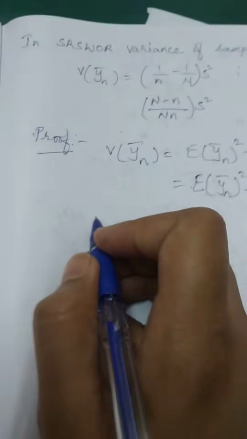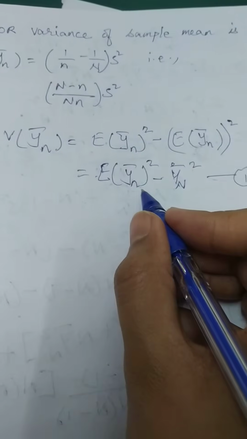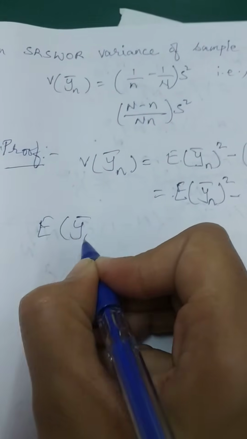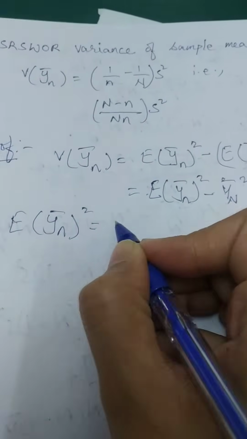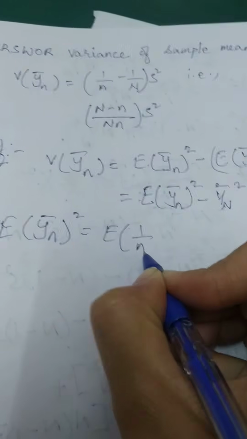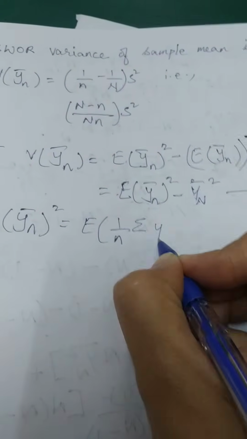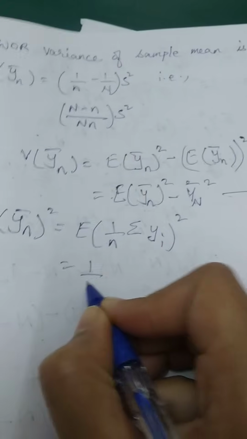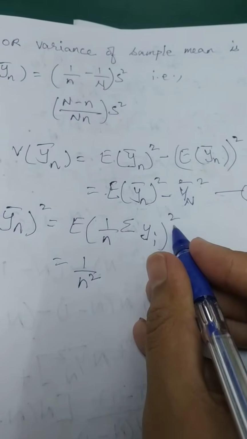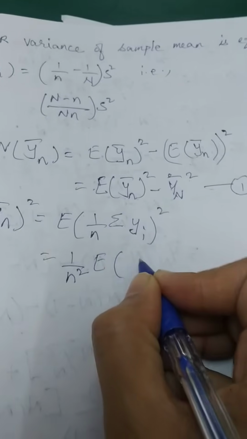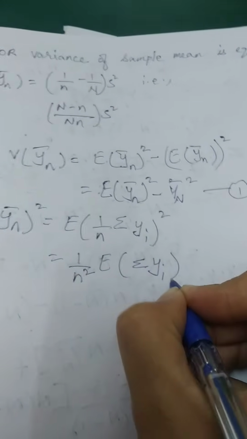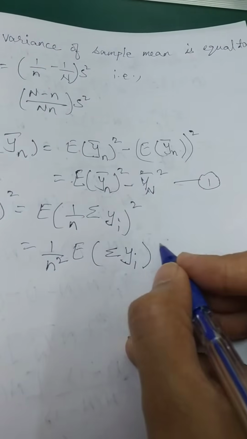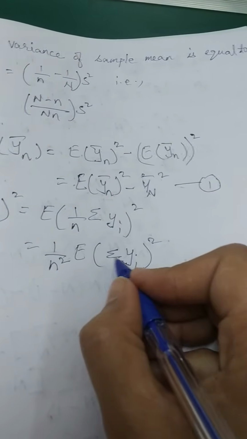So here, for the first one, equation 1, just remember I am taking the first one. It is expectation of y bar of n whole square. We can write it as expectation of 1 by n summation of yi whole square. We can put this n outside, it will become n square because it is square. Expectation of summation of yi whole square.